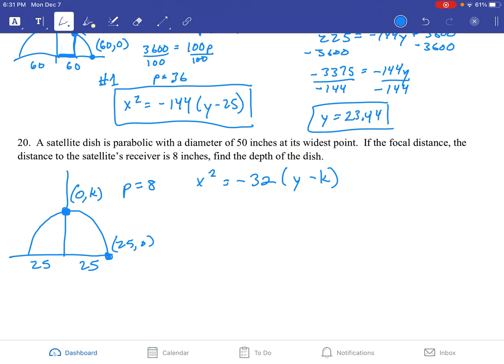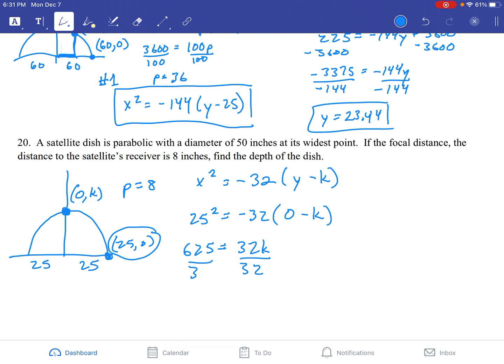Okay, now we do know this time what the y value is and the x value because we have this point. So the point is 25 squared equals negative 32 times 0 minus k. So we have 25 squared is 625. Negative 32 times negative k is positive 32k. Divide both sides by 32. K will equal 19.5. So that is the depth of the dish, 19.5.